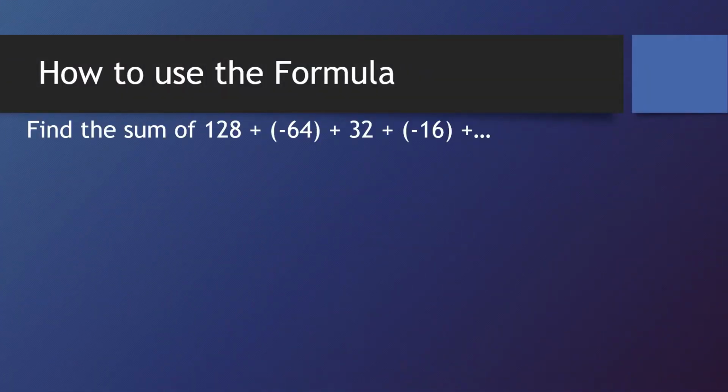So, suppose you want to find the sum of 128 plus -64 plus 32 plus -16 plus and so on. Again, the same with the previous examples, first what we're going to do is to identify if the sum exists or not. To do that, we're going to identify if r is between -1 and +1. So let's get the r.